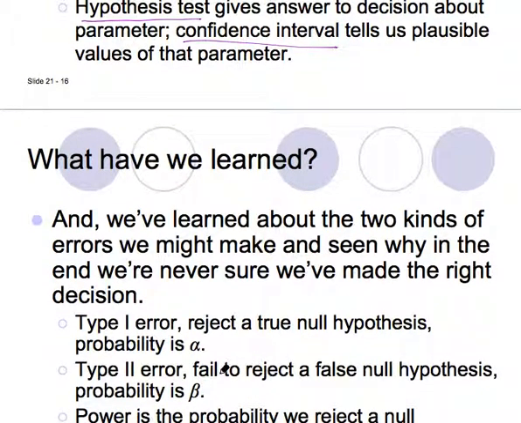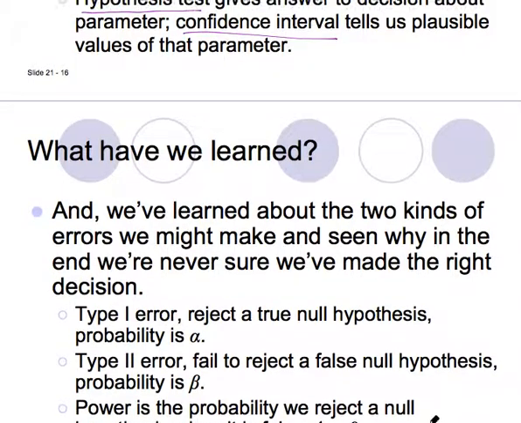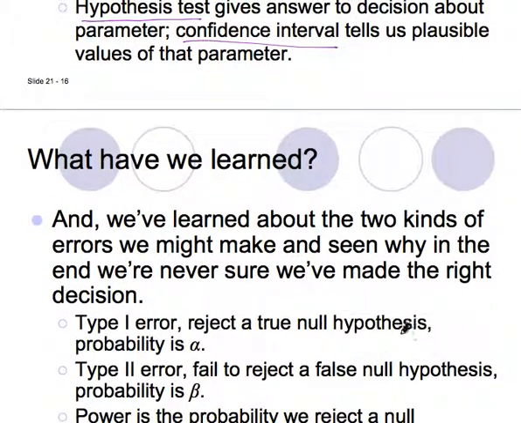And the other thing that we've learned is the two kinds of errors that we can see and how to combat those. The type 1 error is alpha, type 2 error is beta, and the power is the probability we reject a null hypothesis when it's false, and that's 1 minus beta. And a larger sample size will increase power and reduce the chance of both kinds of errors.